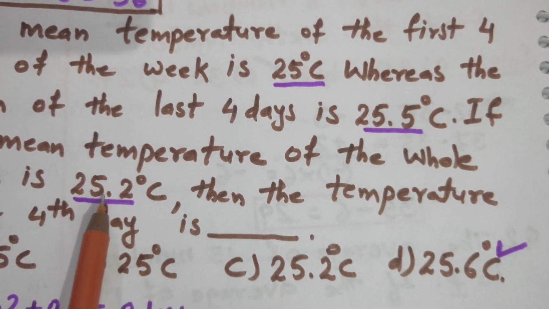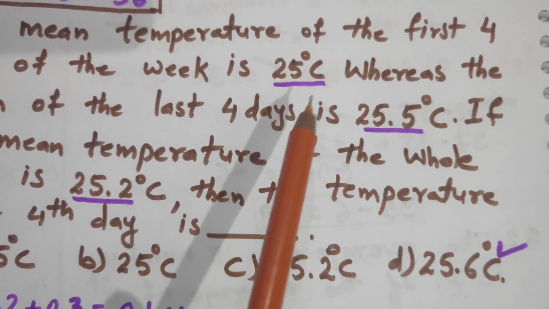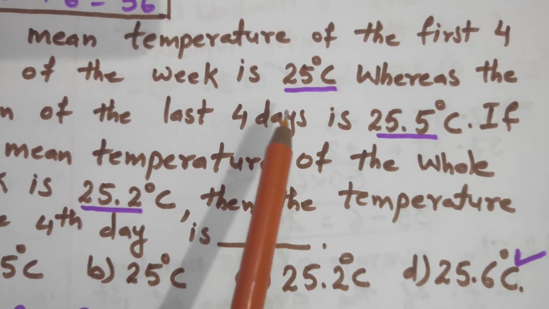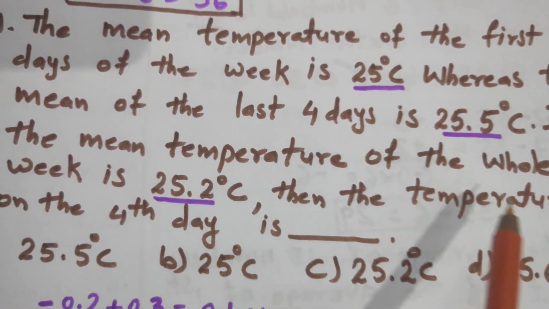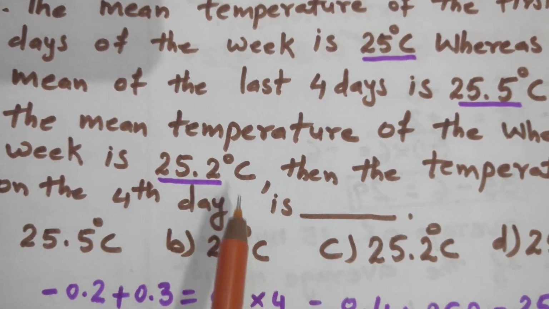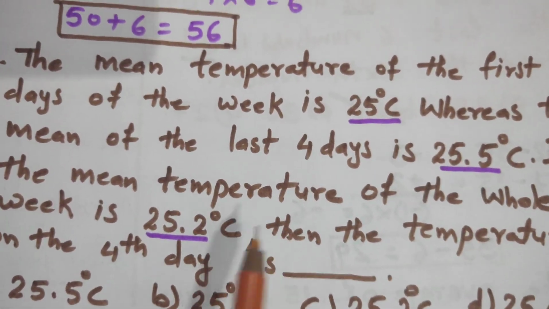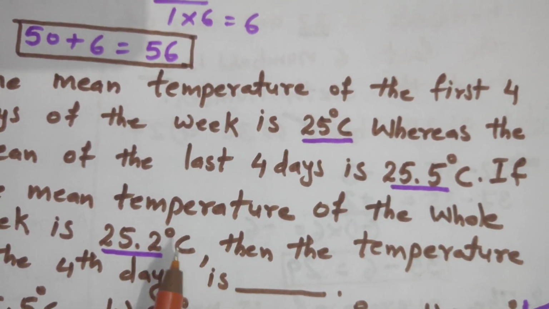Because in a week there are 7 days, but 4 plus 4 becomes 8. Again there is a repetition of 1 day. That is the 4th day only. And we need to find the temperature of the repeated day only. So what will we do? Let us try it verbally.